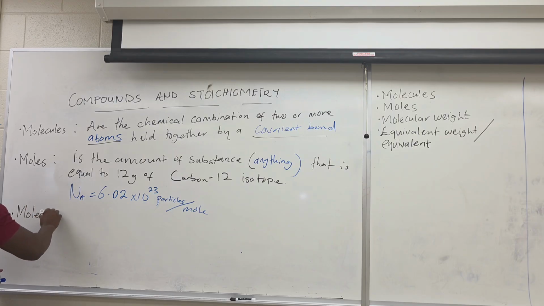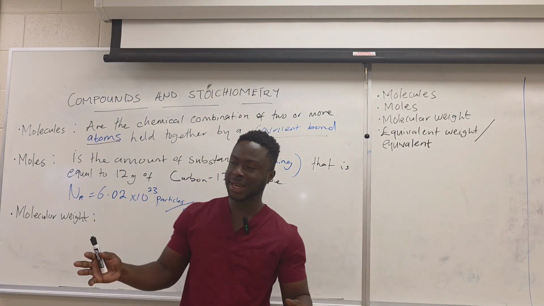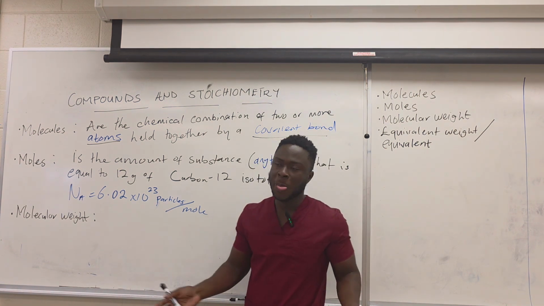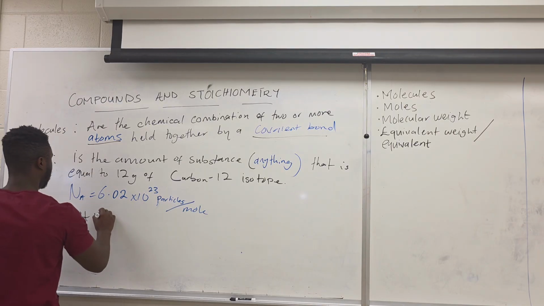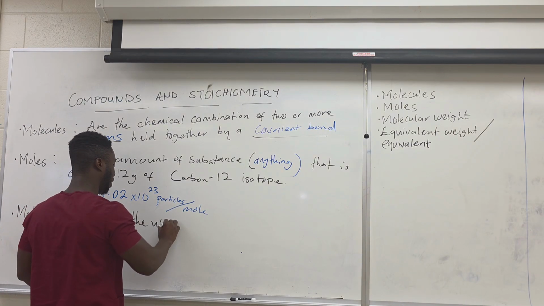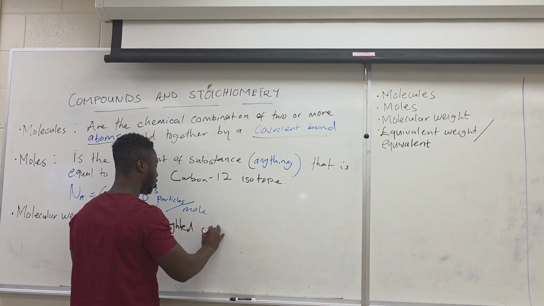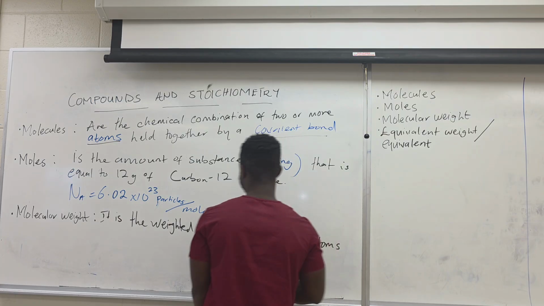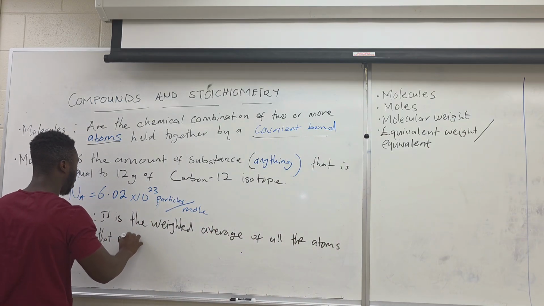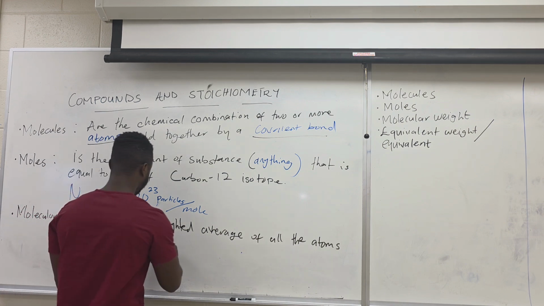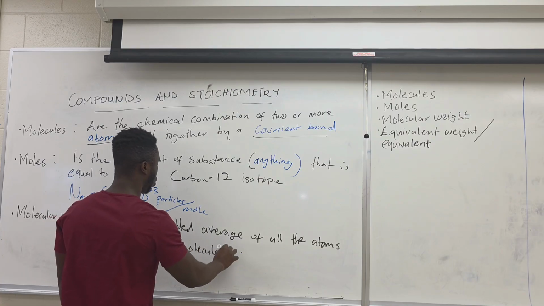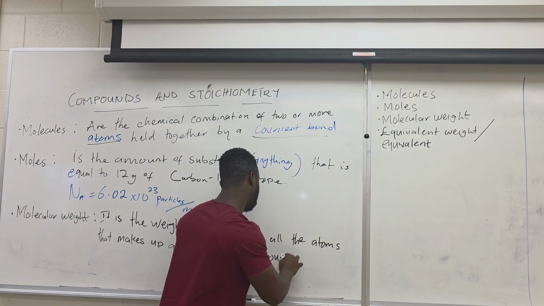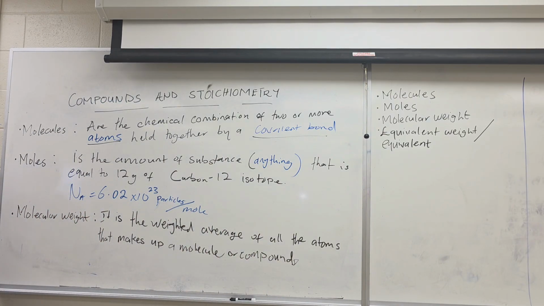Molecular weight. So when we talk about molecular weight, it is pretty synonymous to atomic weight. Molecular weight is the weighted average of all the atoms that make up a molecule. That is basically it. So it is the weighted average of all the atoms that make up a molecule or compound, because ionic compounds also have molecular weight. So it is the weighted average of all the elements, of all the atoms that make up a molecule.